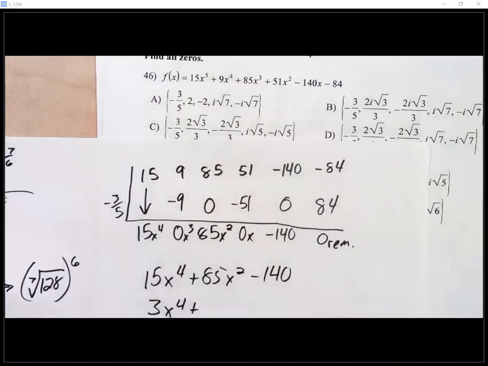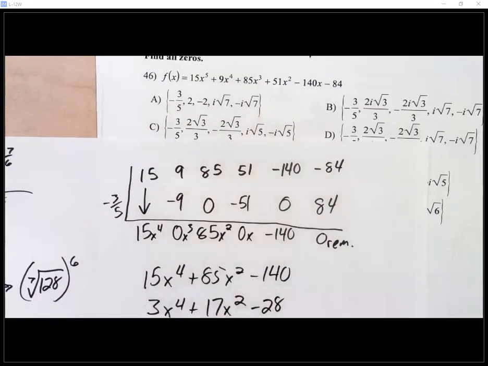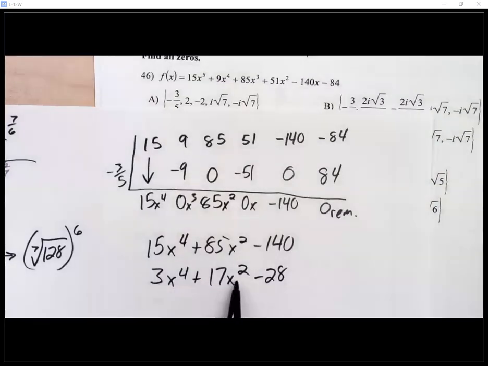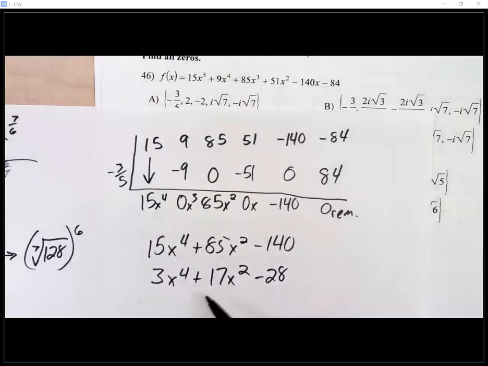85 divided by 5 is 17, and 140 divided by 5 is 28. Now, I do have a quadratic pattern here, right? Normally, it's x squared, x, and then nothing at all. This time, it just happens to be x to the fourth, x squared, and then nothing at all. So I can factor this like normal if it factors. Instead of it being x plus 2, it would be x squared plus 2. So I can try that.